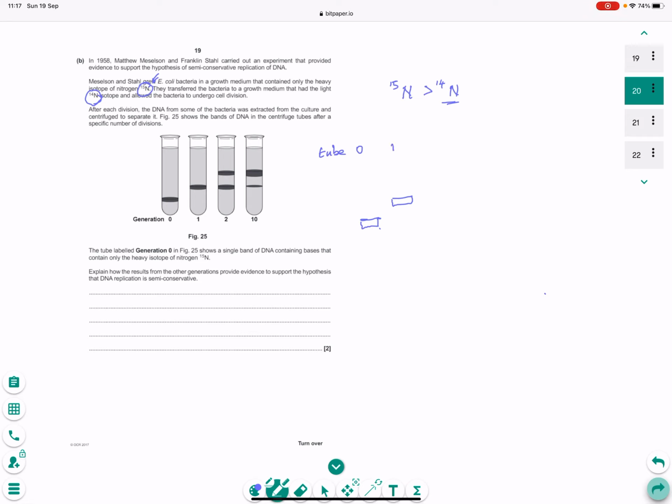Draw it over here to kind of explain things a bit. Okay, the tube labeled generation 0 shows a single band of DNA containing bases that contain only heavy isotopes. And you can see it's gone further down the density gradient here. It's a denser element. This one in the middle, it's higher up.